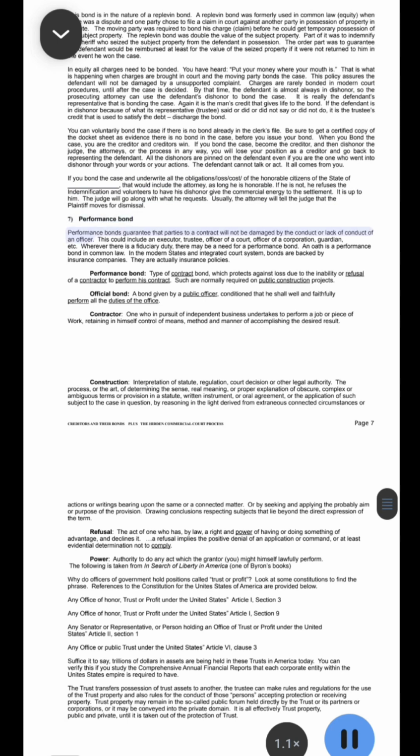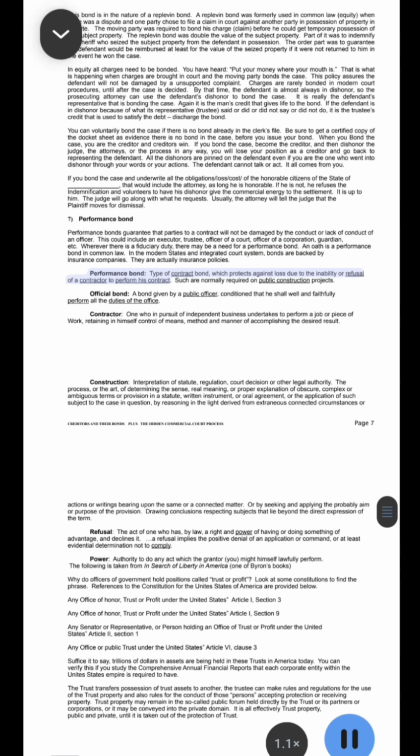7. Performance bond. Performance bonds guarantee that parties to a contract will not be damaged by the conduct or lack of conduct of an officer. This could include an executor, trustee, officer of a court, officer of a corporation, guardian, etc. Wherever there is a fiduciary duty, there may be a need for a performance bond. An oath is a performance bond in common law. In the modern states and integrated court system, bonds are backed by insurance companies. They are actually insurance policies.